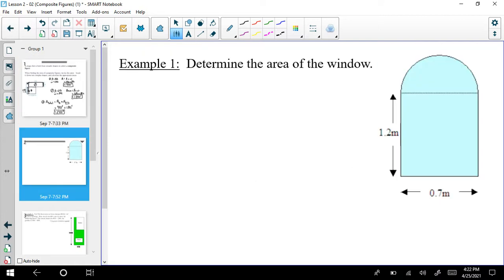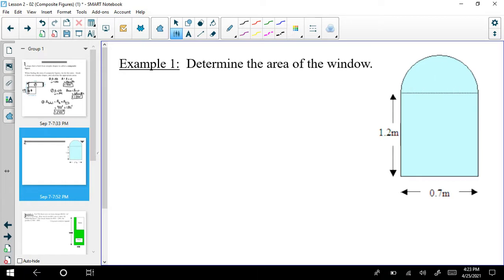So for this example, we have obviously a different looking shape. I'm asked to determine the area of this window, right? So I'm going to do my 3 steps. First things first, I'm going to break it apart into shapes that I know. I know that I can break this into a rectangle, and I can break it into, we haven't dealt with semicircles yet, but I can break it into a circle as well, right?